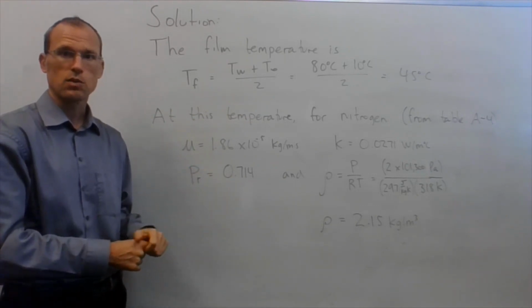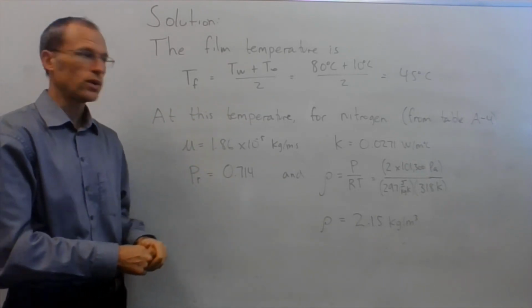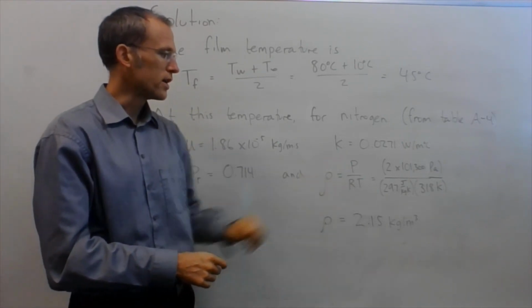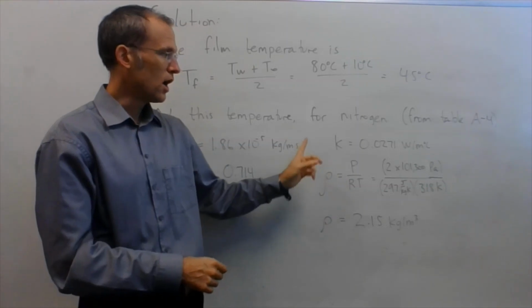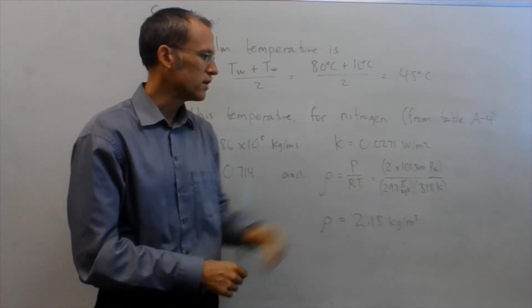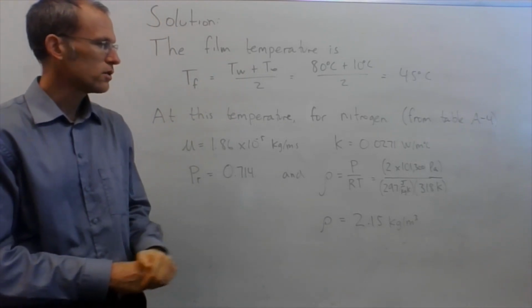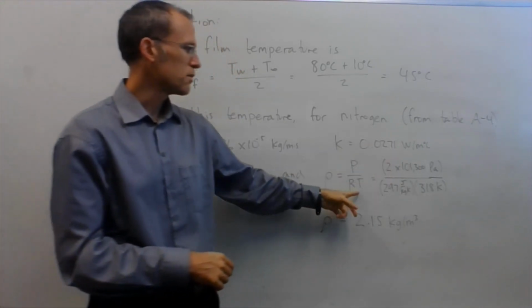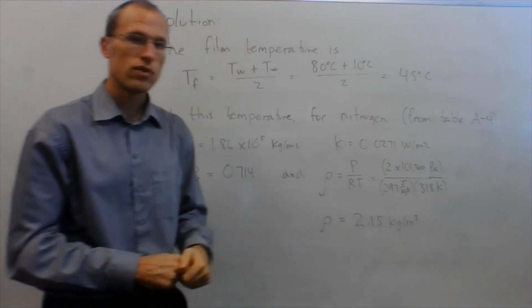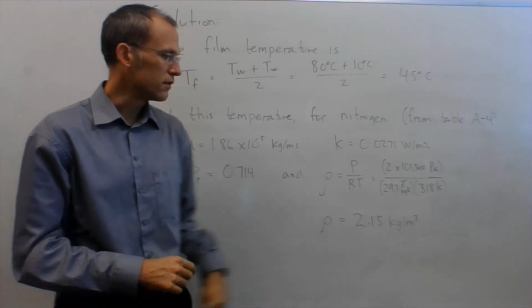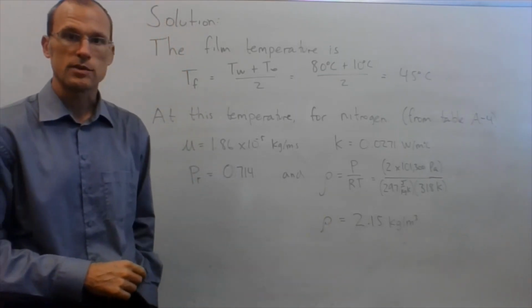I could have done that as well this time. Instead, I'll do it a different way using the ideal gas law. Density is pressure over R and T. R for nitrogen, I think that's in the table as well, if you can find it, 297 joules per kilogram Kelvin there. 2 atmospheres, 2 times atmospheric pressure. And then my film temperature, 45 degrees or 318 Kelvin. Putting all that in gives me a density of 2.15 kilograms per cubic meter.